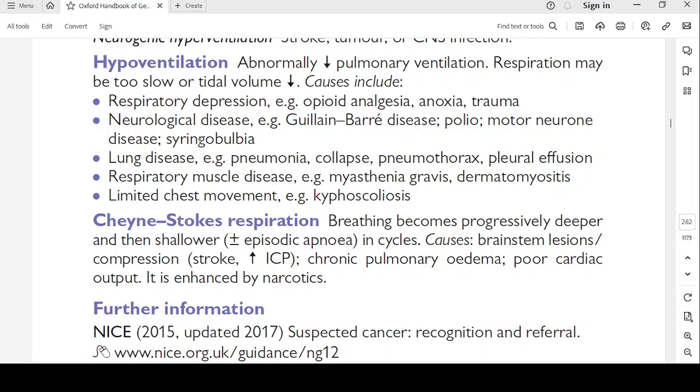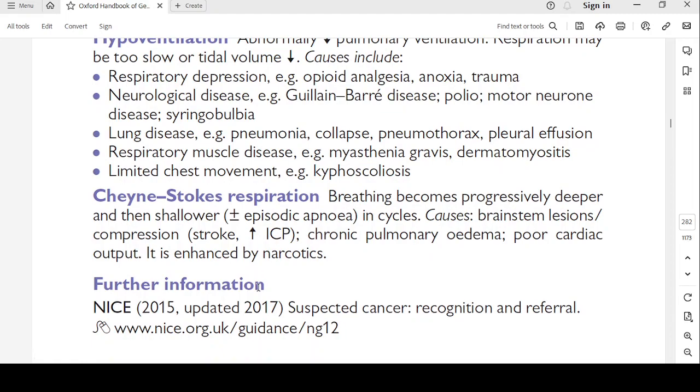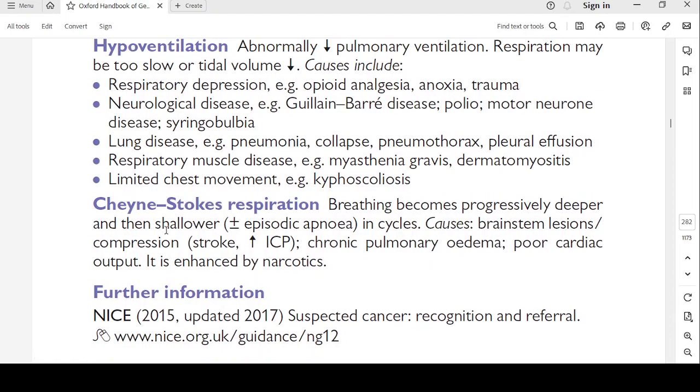Hypoventilation. Abnormally decreased pulmonary ventilation, respiration may be too slow or tidal volume is too low. Causes include respiratory depression like opioid analgesia, anoxia or trauma, neurological diseases like Guillain-Barré syndrome, polio, motor neuron disease or bulbar palsy, lung diseases like pneumonia, collapse, pneumothorax, pleural effusion, respiratory muscle diseases like myasthenia gravis, dermatomyositis, limited chest movement like in kyphoscoliosis. So these are the causes of dyspnea due to hypoventilation.